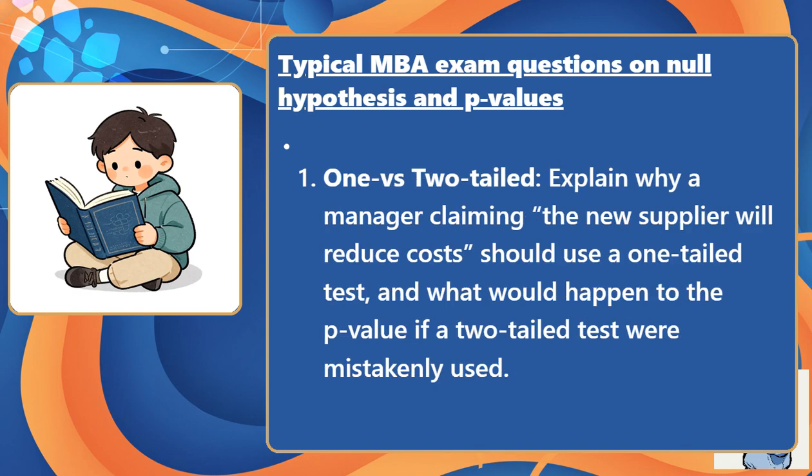3. One- versus two-tailed: explain why a manager claiming the new supplier will reduce costs should use a one-tailed test, and what would happen to the p-value if a two-tailed test were mistakenly used.